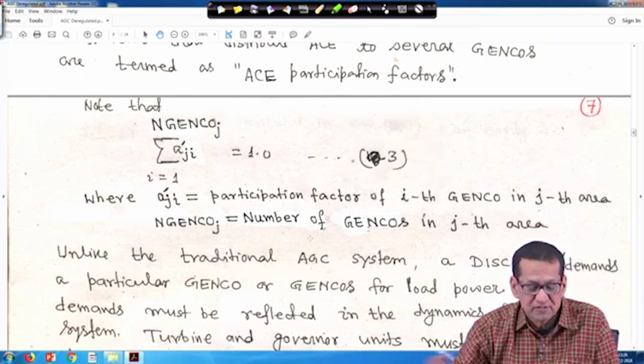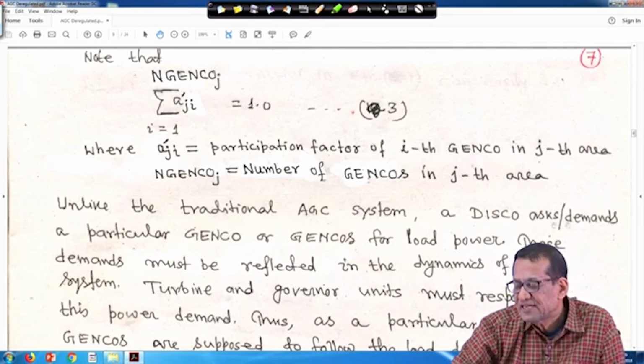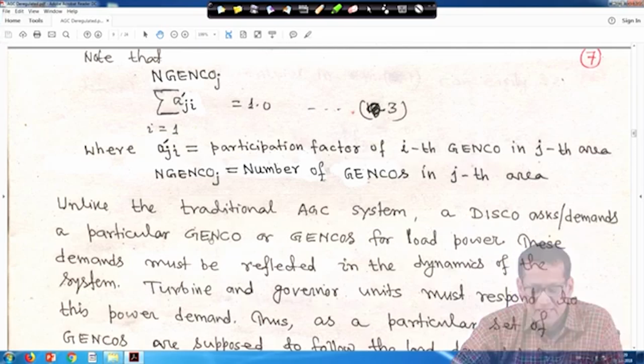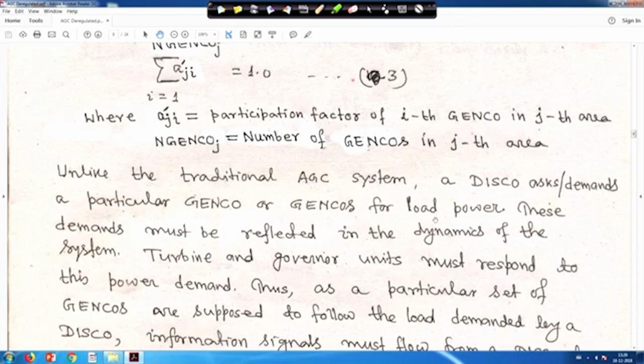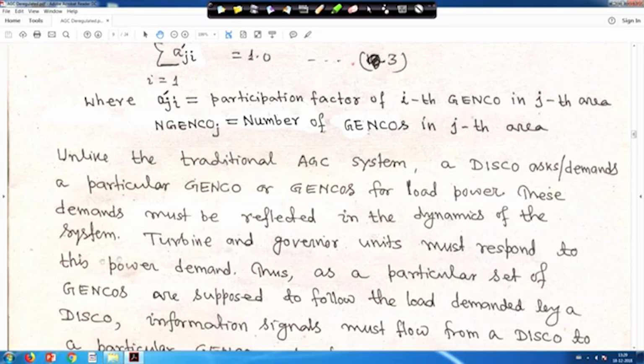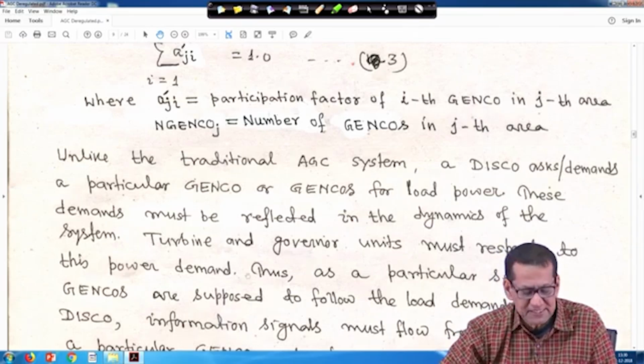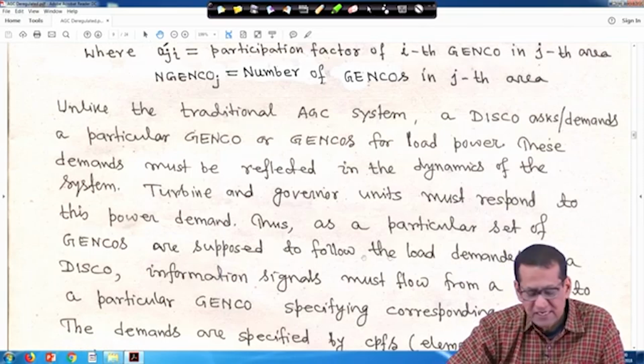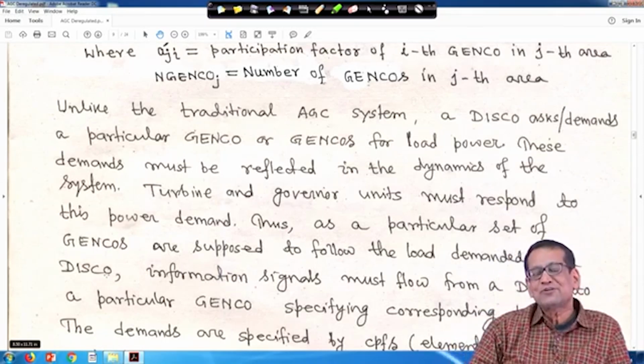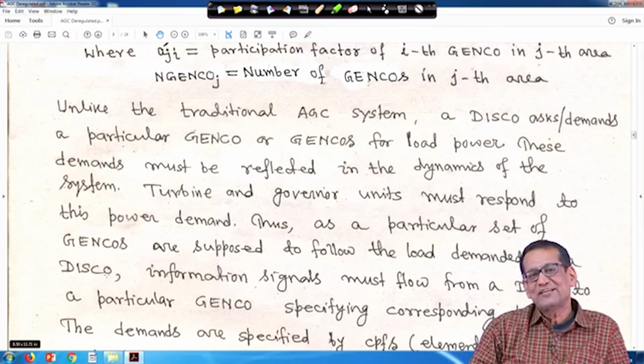So, unlike the traditional AC system, a distribution company, that is DISCO, asks or demands a particular GENCO or GENCOs for load power. These demands must be reflected in the dynamics of the system, because of the load demand, when you consider dynamics, the transient behavior will change. So, turbine and governor units must respond to this power demand, because this signal will go to the set point of that. Whatever power demand is coming, we will see those things, and thus a particular set of GENCOs are supposed to follow the load demanded by a DISCO. When a GENCO is following the load demanded by DISCOs, in other terms we call it load following.